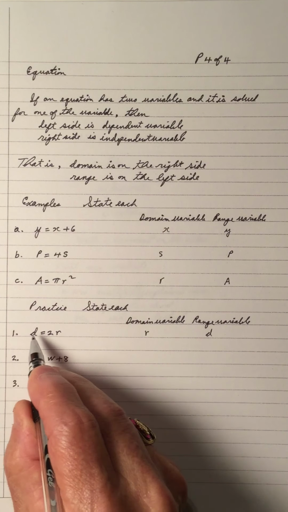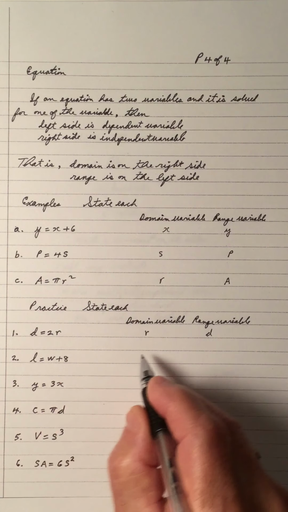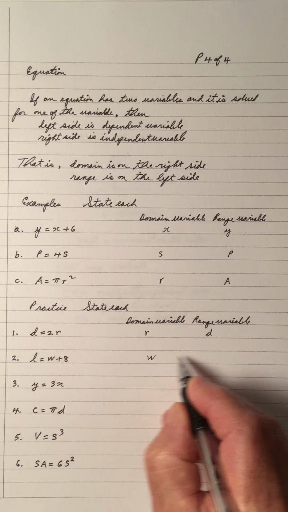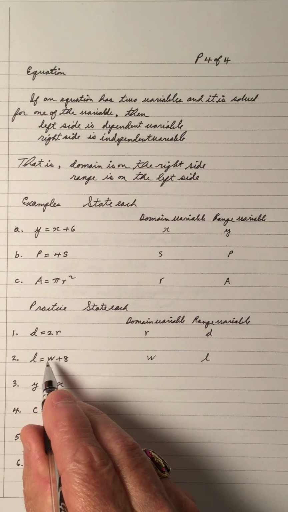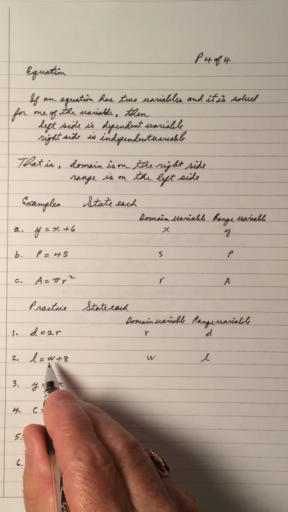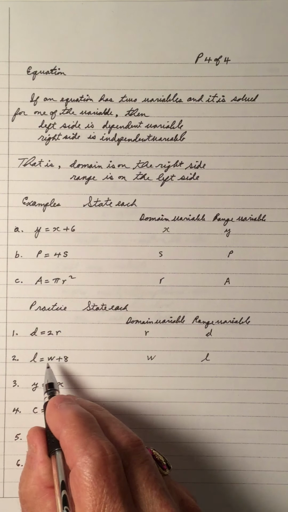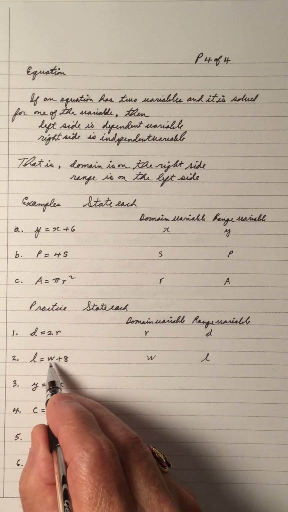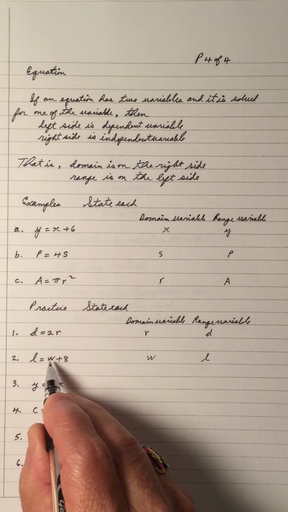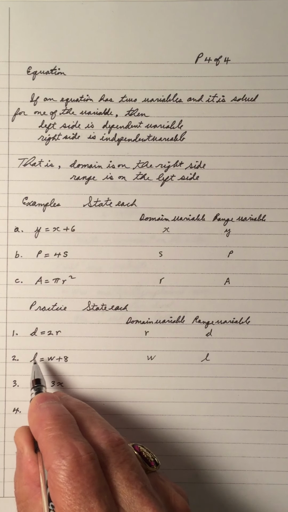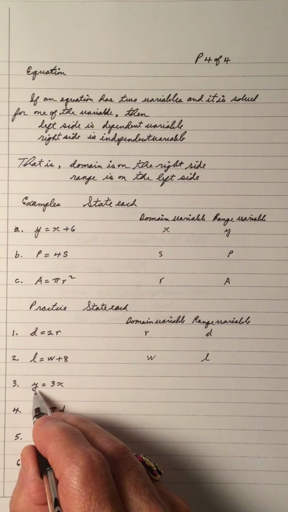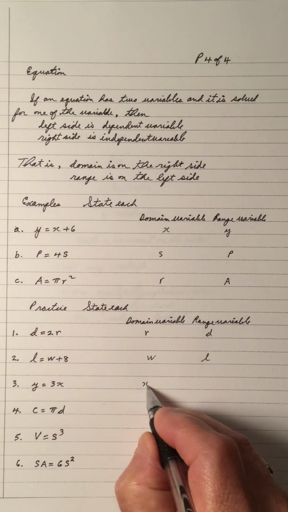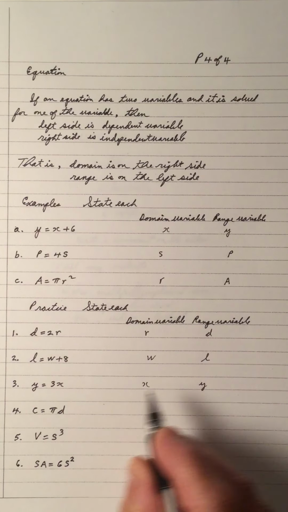Domain and range. The length is the width plus 8. The domain is the width. The length is the range. So again, when you put W in, if you put 2 in, you get a 10 for length. So the length depends on the width. So W is your domain, your range is L. Y equals 3x, domain is x, range is y.